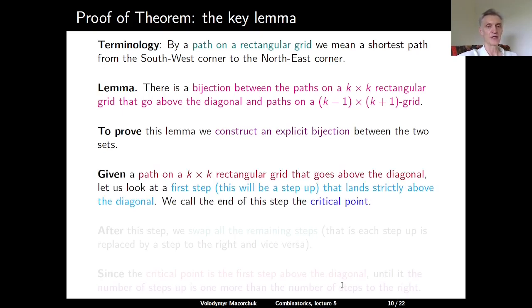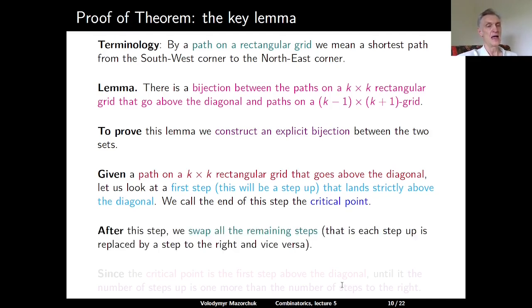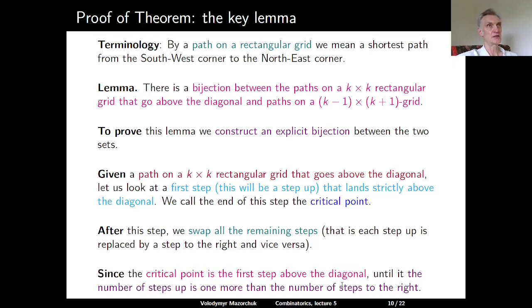So given a path on a k times k rectangular grid that goes above the diagonal, let us look at the first step, that will be the step up necessarily, that lands strictly above the diagonal. And the end point of this step, let's call it the critical point. So what we do is that after this step, we swap all the remaining steps. So we replace each step up by the step to the right, and each step to the right by the step up. So the critical point appears one step above the diagonal.